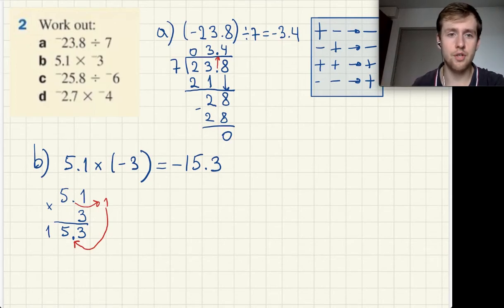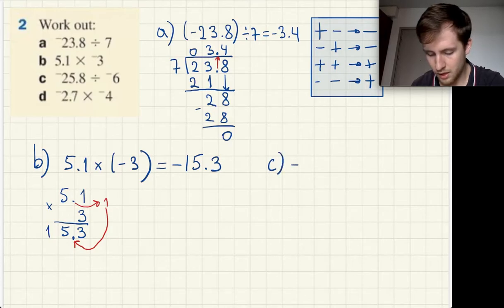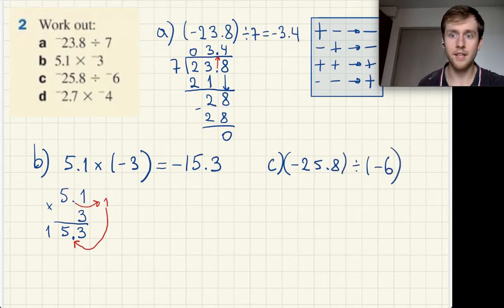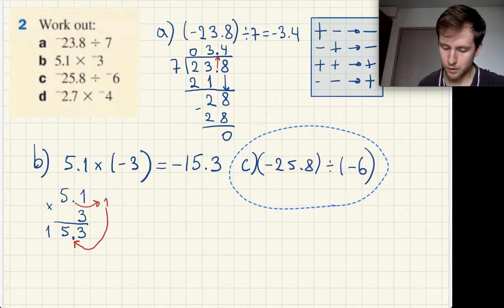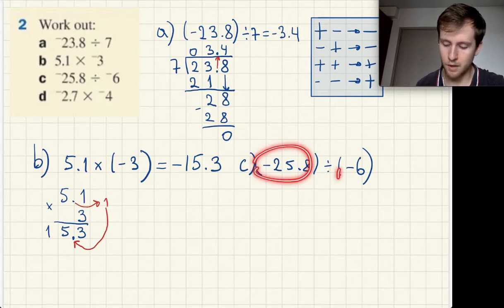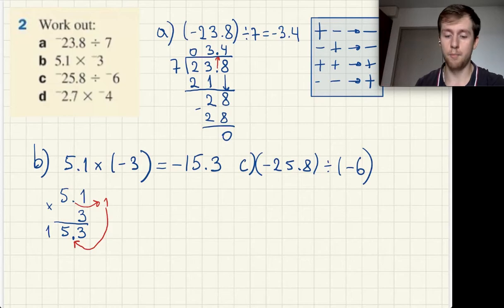Okay, and what should we do? Let's do one more division because I think it's harder. So let's do C. So a negative 25.8 divided by a negative 6. Again, we have to think first of all, what is our answer going to be? Negative or positive? Minus and minus give us the plus together. So the answer is going to be positive.